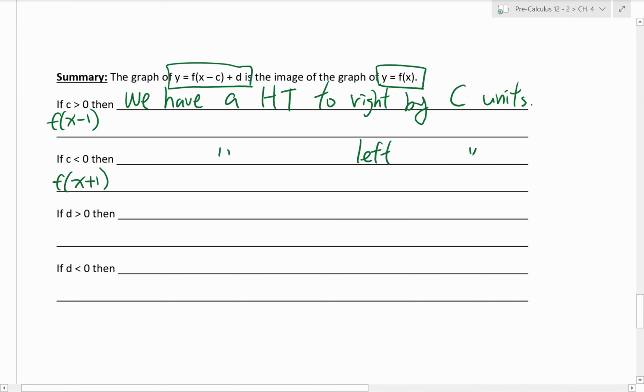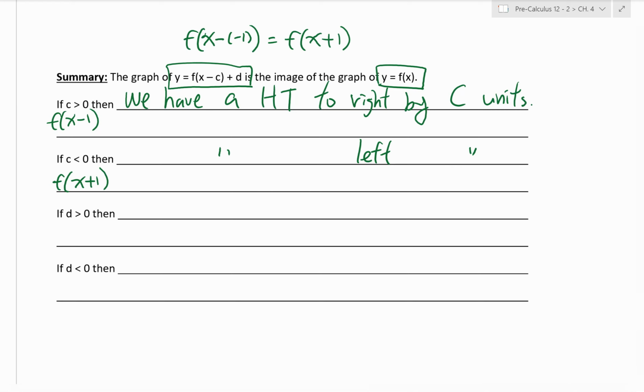Because when c is less than 0, it actually means x plus 1. Let me just show you one more time, because if c is negative 1, then we have x minus negative 1. You can see there's two minuses, so it actually means x plus 1, right? So when c is less than 0, it actually turns out to be f of x plus something. So that's moving to the left. If d is bigger than 0, that simply means f of x plus 1, something like that, right?